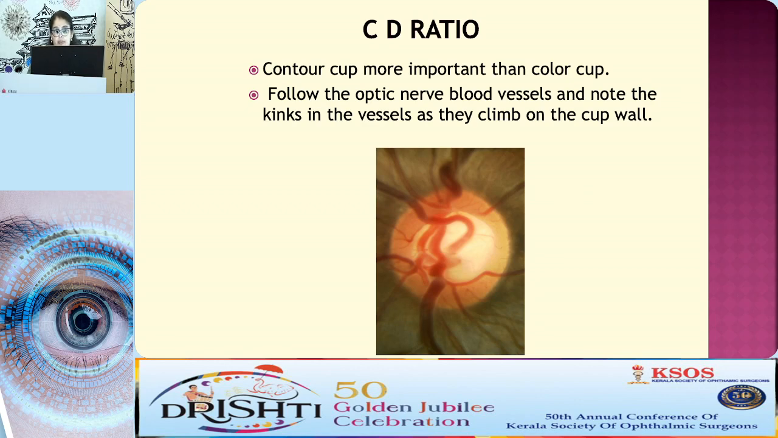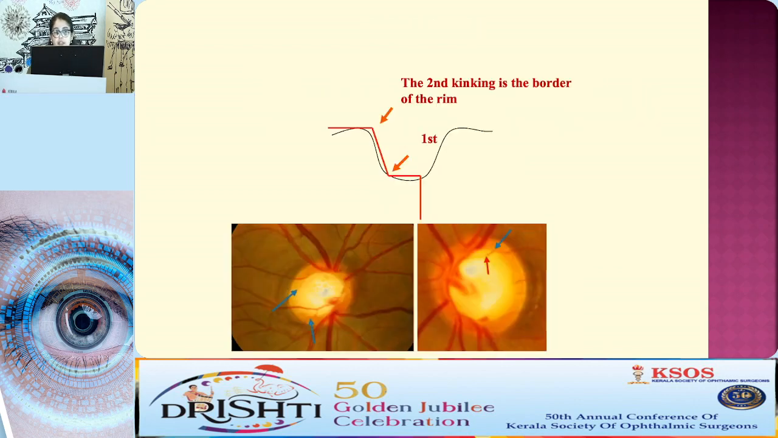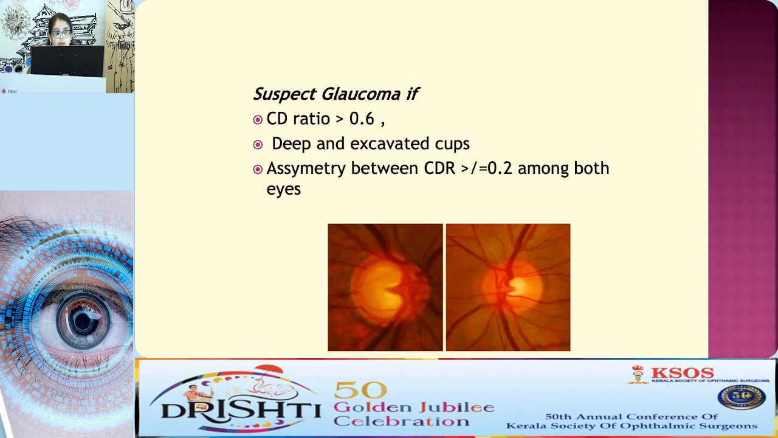Now, the cup. You all know the contour is more important than the color, etc. And how do you know the contour? It is by observing the blood vessels. So the blood vessels take two turns. One is at the bottom and that one is at the top, and that second kink is the edge of the cup. So that is the contour of the cup. And this is the age-old classic teaching which according to me stands very good: a CD ratio more than 0.6, deep excavated cups and an asymmetry between the two eyes of more than or equal to 0.2 definitely suspect glaucoma.